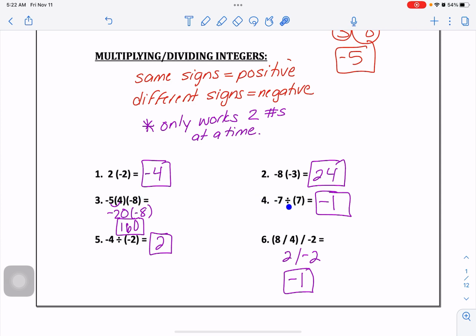The same applies for dividing rules. If the signs are different, then the answer is negative. If you have same signs, then the answer is positive. Again, if you have more than two numbers, we take them two at a time. 8 divided by 4 is 2, but a 2 divided by a negative 2 is a negative 1. Those are our rules for multiplying and dividing. Please be sure you have them all copied down.